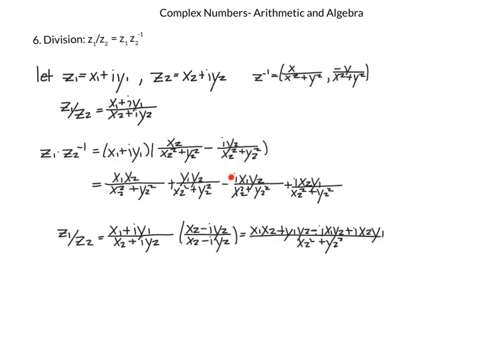I didn't want to do a lot of algebraic manipulation of this to show it's equal to that, but what I did do then is I took my z1 over z2 and I multiplied by its complex conjugate, which we hadn't defined yet, but for now I'm just going to say it's x2 minus i y2 over x2 minus i y2.